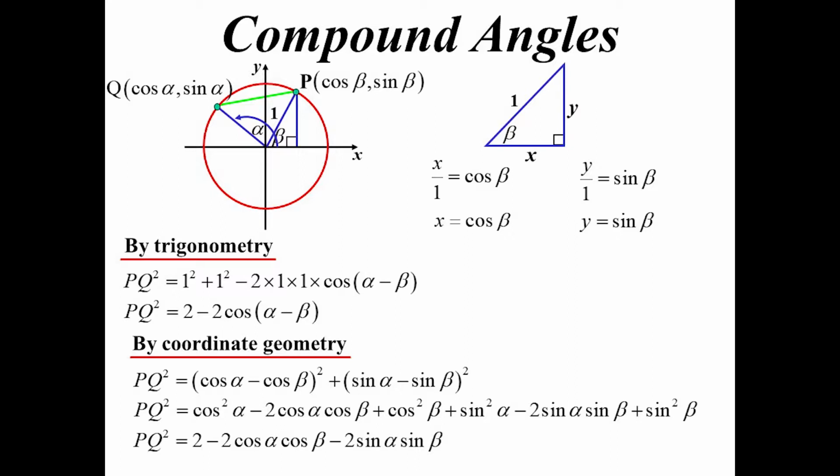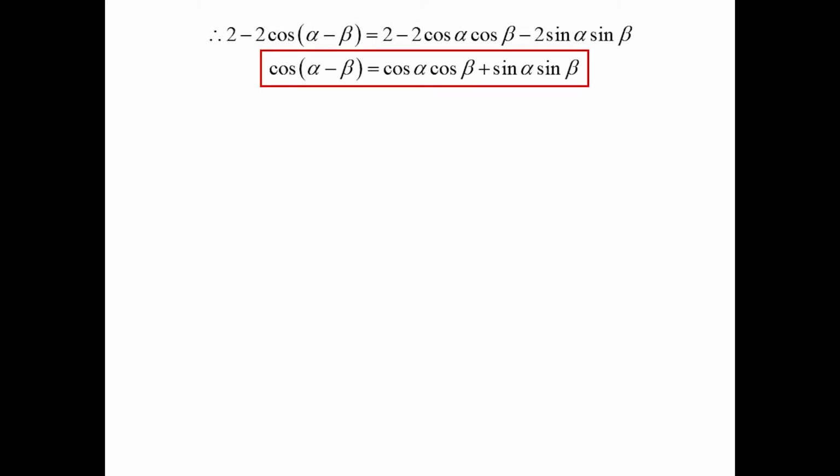Now I have to confess to you, I fibbed. I'm not actually interested in the length of PQ at all. What I am interested in is PQ squared. Those two things have to be the same. There were different ways of working out PQ squared. So from there, I can say, well, that means 2 minus 2 cosine alpha minus beta must be 2 minus 2 cos alpha cos beta minus 2 sine alpha sine beta. And if I play around with that, we get the first of our results. The cosine of alpha minus beta is cosine alpha cosine beta plus sine alpha sine beta.